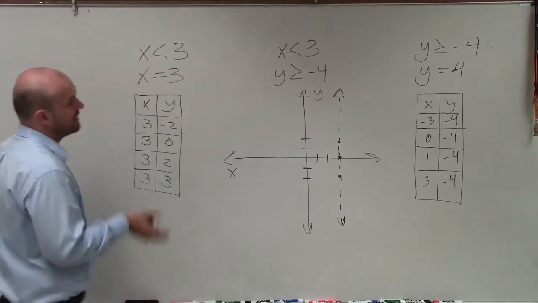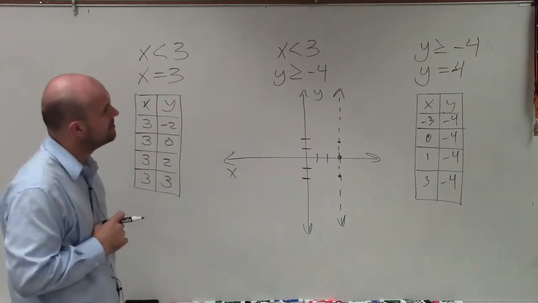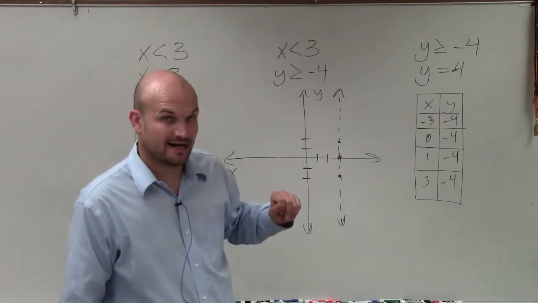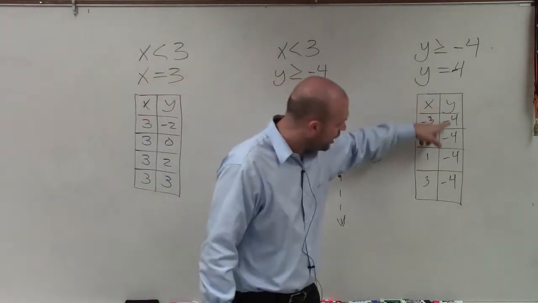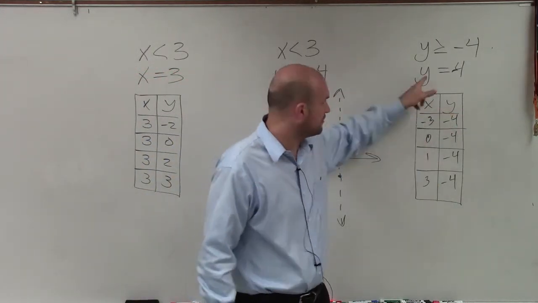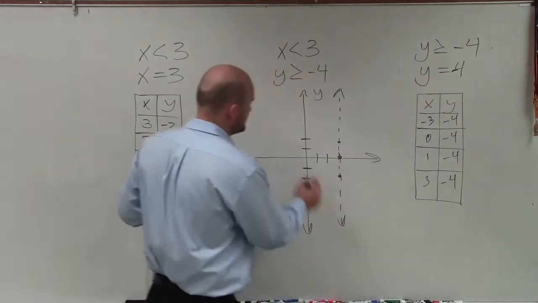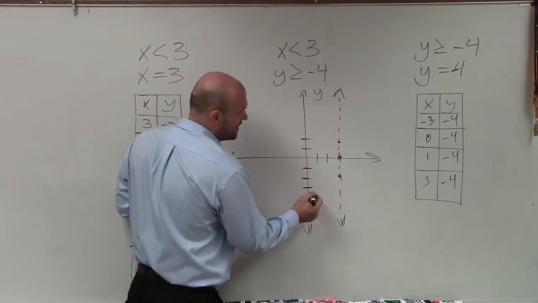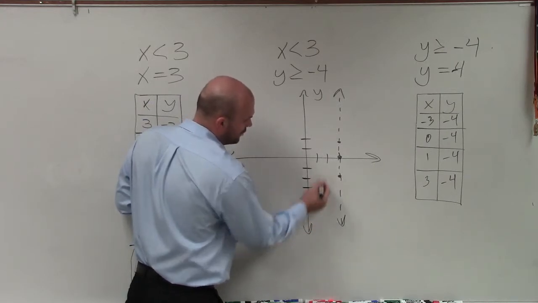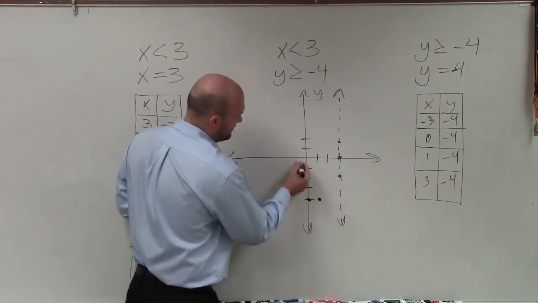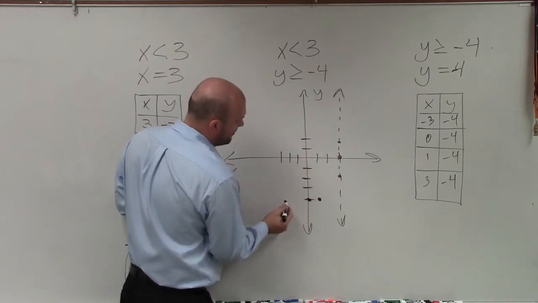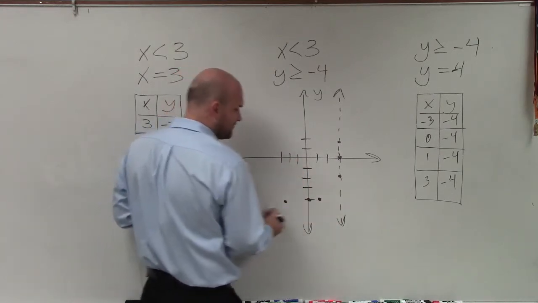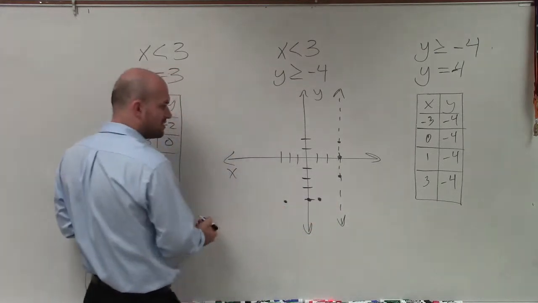Now the next thing we're going to look at is graphing y is greater than or equal to -4. And here you see that y is always equal to -4. So I'm going to go down to -4, 1, 2, 3, 4. And look at my arbitrary values, 0, -4. I could go over 1, -4. I could go -3, -4. But y is always going to be -4. So therefore, my boundary line is going to be a horizontal line.